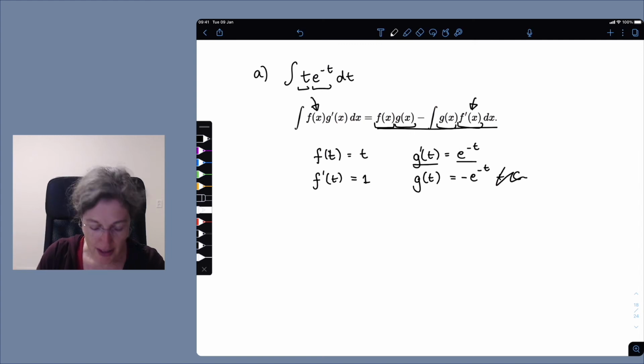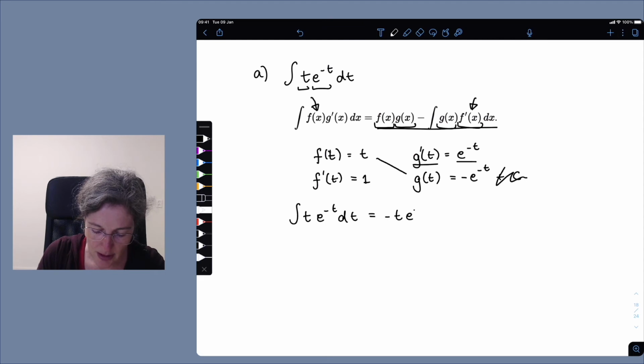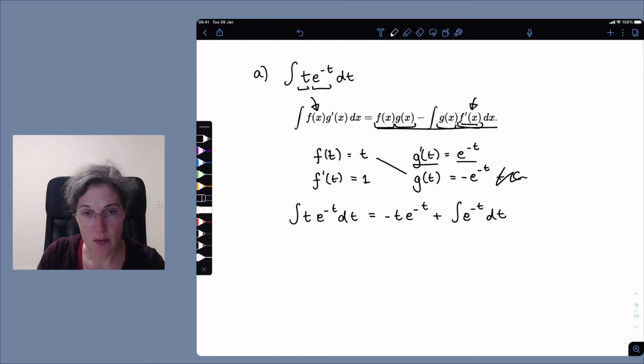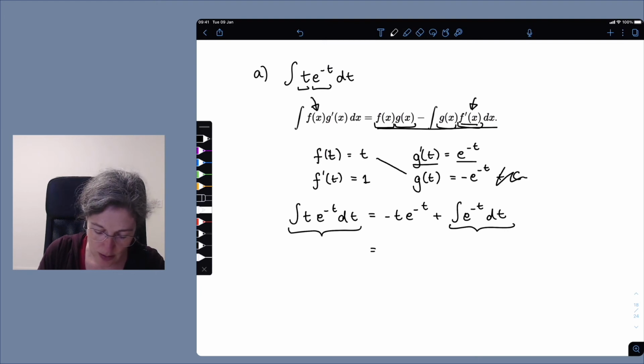How does this help? Well, now we can rewrite this integral, which we didn't know how to do, as something that we do know how to do. So we need our f times our g. So I'm going to have minus t e to the minus t, and now I'm going to have to take the integral of g, so I'm going to have a plus there, e to the minus t times the derivative of f, which in this case is just 1. So we've just made life a lot easier. I couldn't solve this, but I can totally integrate that. So let's go ahead and do that.